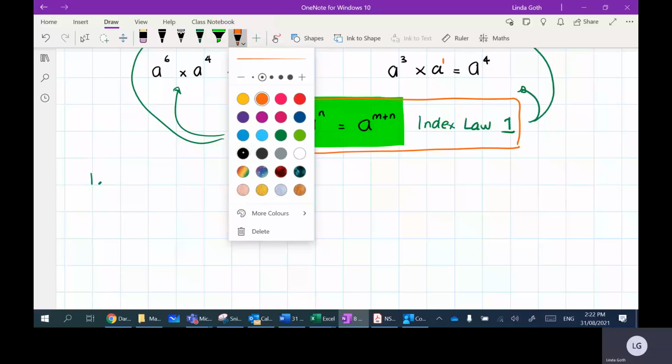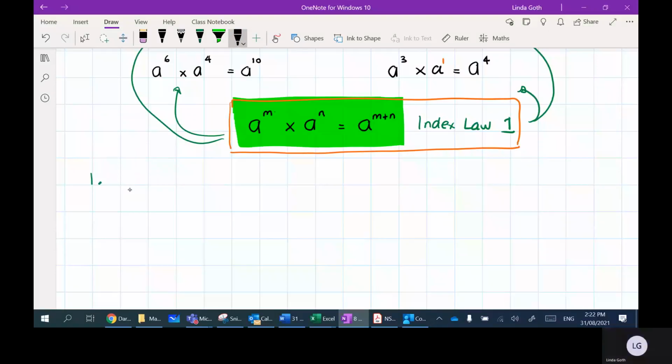So example number 1. I asked you for x to the power of 3 times by x to the power of 4. Hopefully you'll just add those indices and say it's x to the power of 7.